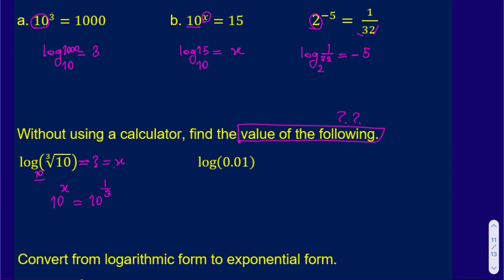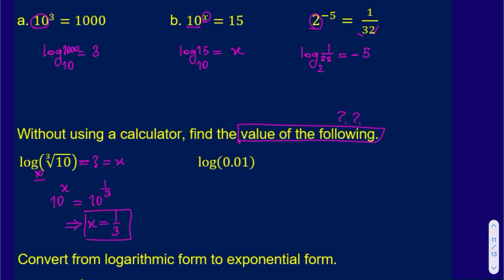We can write the radicals, or cubic roots here. So then we can compare. Bases are the same, powers must be equal. Therefore, x is equal to 1 over 3. So this is the value of x.